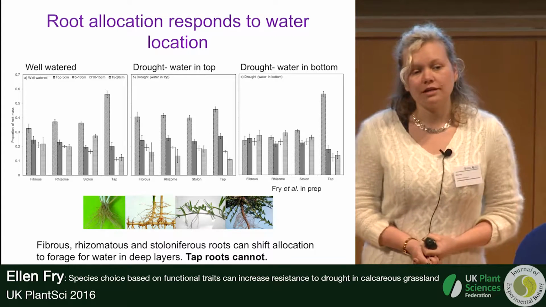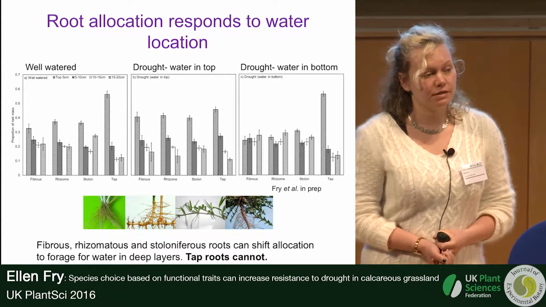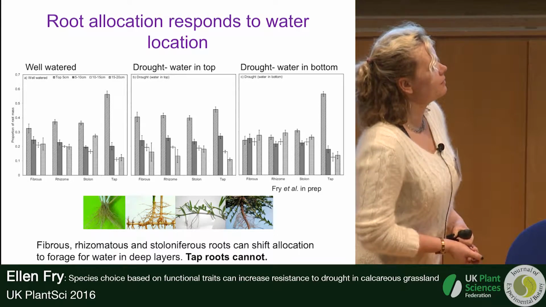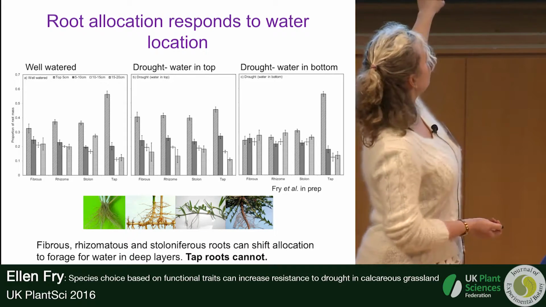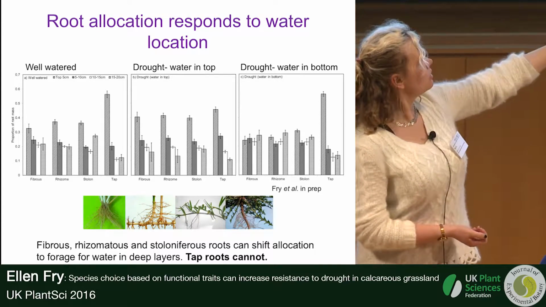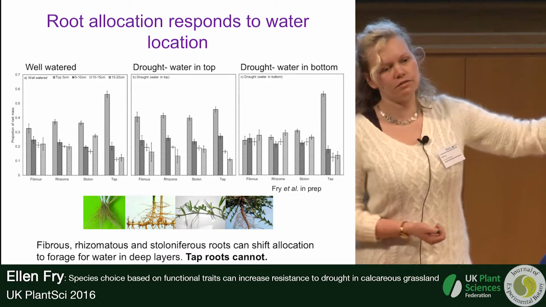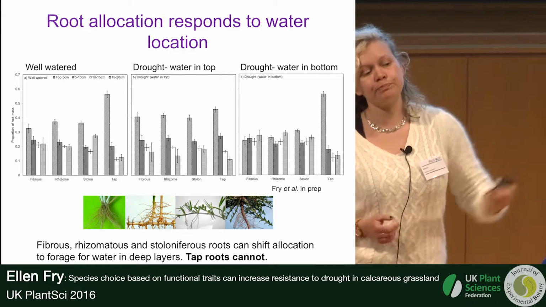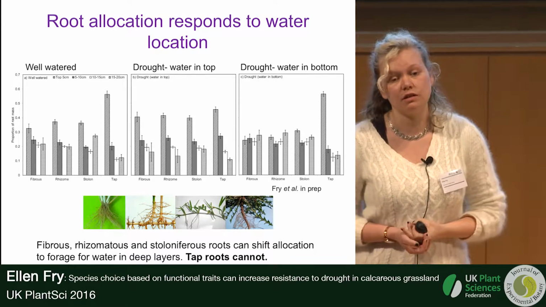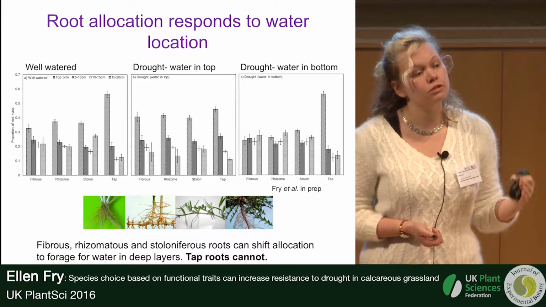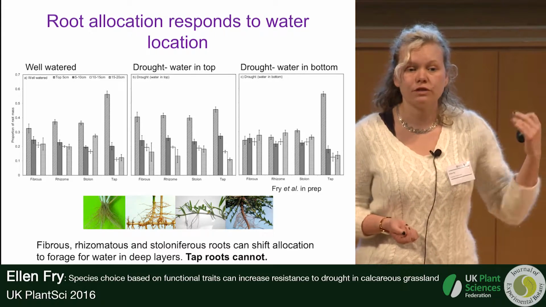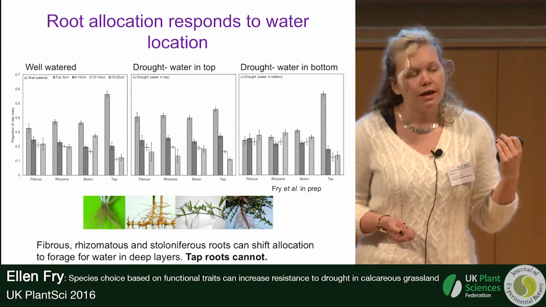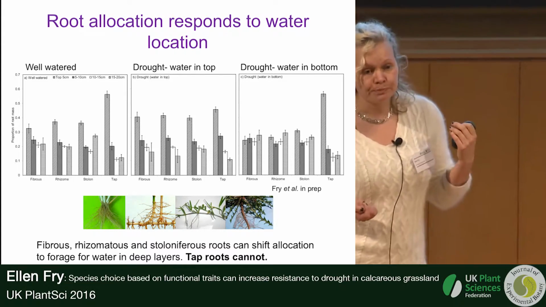And so what I did was I grew a whole bunch of plants in the greenhouse, and they were in these sort of 4 basic classifications: fibrous on the left, rhizome, stolon, and tap. And you can see that they're sort of getting less complex as they go up. And what I just wanted to see was, if you apply water in different places, in the top of the column or in the bottom of the column, if you get a shift in rooting biomass. And the answer is yes, you do.